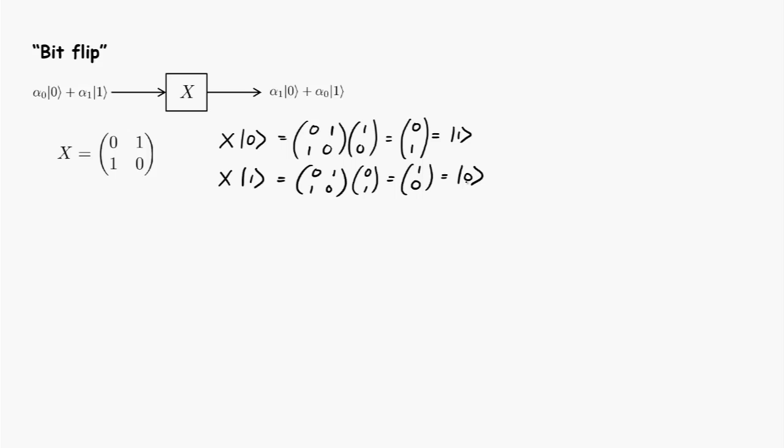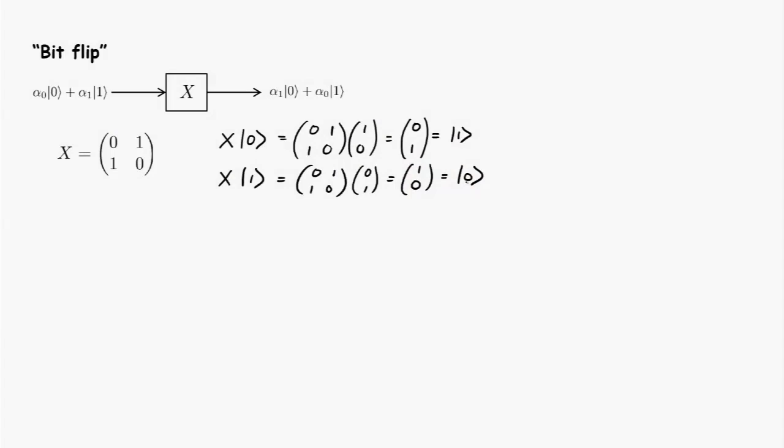But of course, in general, the input to the X gate, or the bit flip gate, is going to be a superposition of 0 and 1. And so it's going to map this 0 to a 1 and that 1 to a 0. If your input was the superposition alpha 0 times 0 plus alpha 1 times 1, the output is alpha 1 times 0 plus alpha 0 times 1.